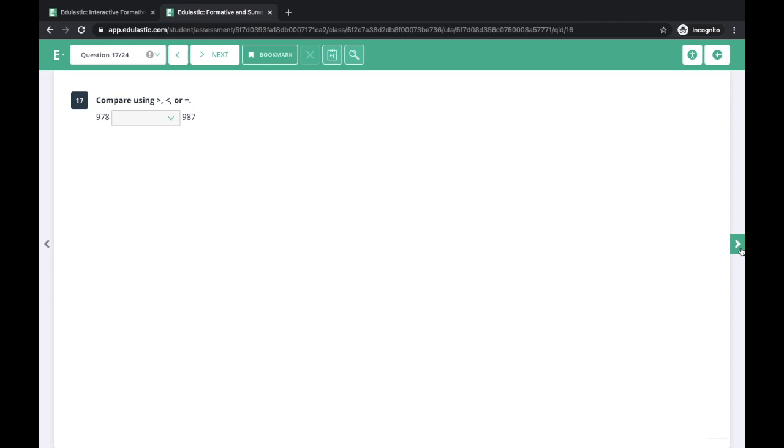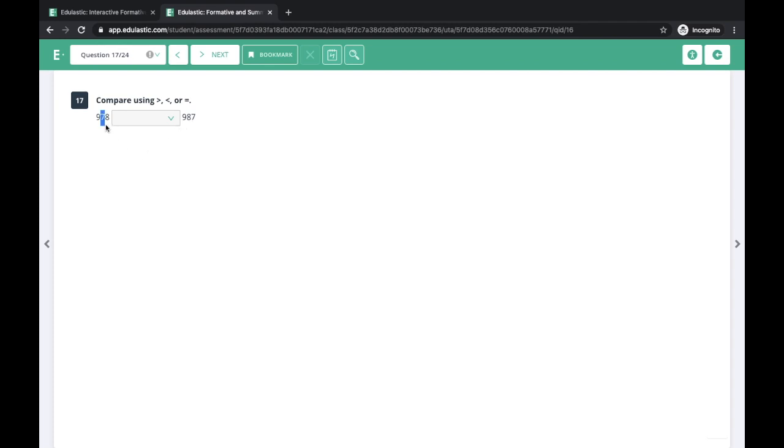Our next set of problems is going to ask us to compare two numbers using greater than, less than, or equal to. So we see two numbers on our screen. We see 978 and 987. So when we compare, we always start with our biggest unit. In this case, both numbers have a hundreds place. That's their biggest unit. In both numbers, we see a 9 in our hundreds place. Because both numbers have a 9 in our hundreds place, we need to look at our tens place.